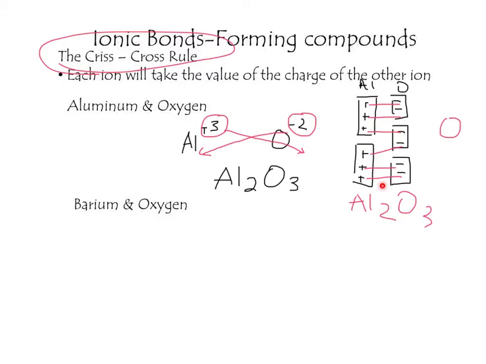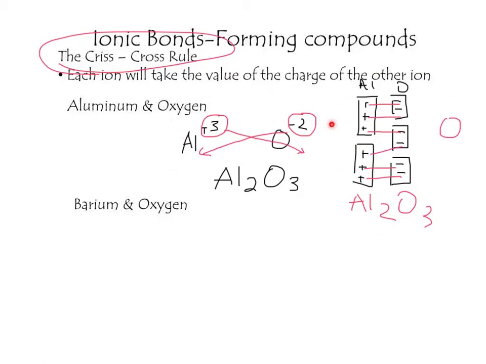This and this matches. So I showed you how to do it by doing the charges, and I also showed you the shortcut. I'm going to tell you right now, the shortcut works really well. So we're going to try this with barium and oxygen. I'll do it again the same as I did for aluminum and oxygen.